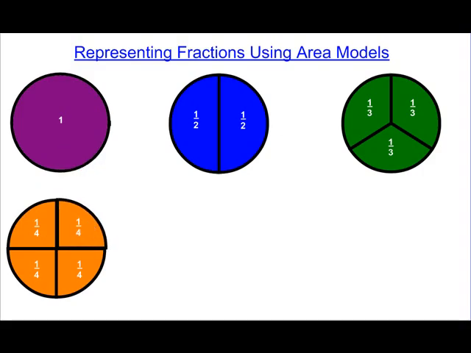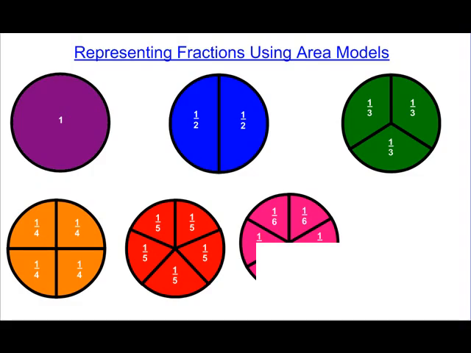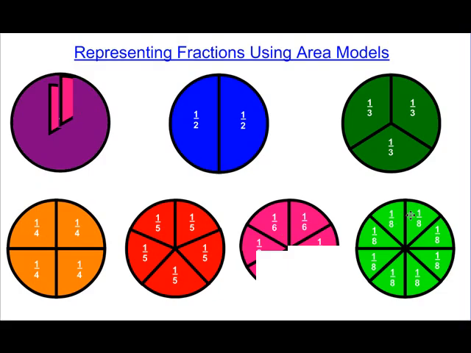Let's try another. I've got 5 friends. What fraction of the whole is this? It is 1/5 of a whole, 1 out of a total of 5 parts. 6 friends, 6 equal pieces. What fraction of the whole is this? This piece represents 1/6 of a whole. Last one. I've got 8 friends. 8 equal pieces in this whole. What fraction of the whole is this piece? This piece represents 1/8.